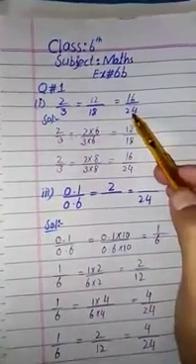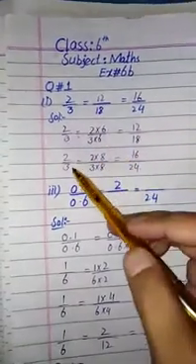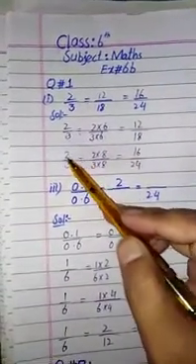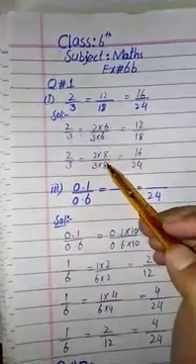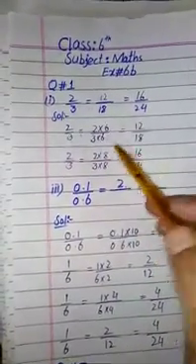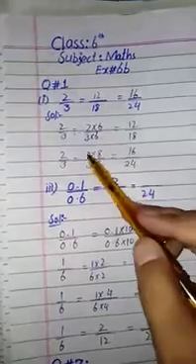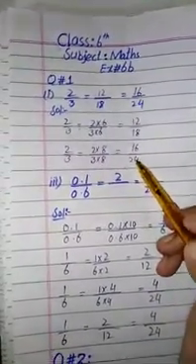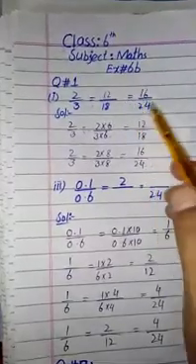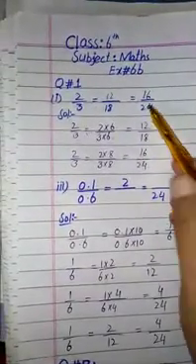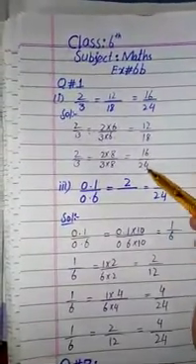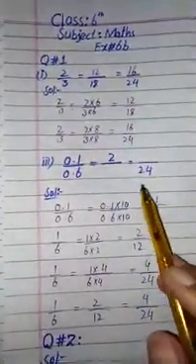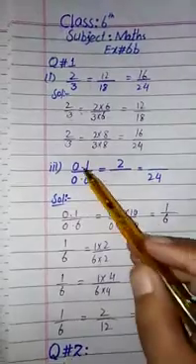Similarly, to make the denominator 24, we multiply the denominator by 8 and numerator also by 8. 2 multiply by 8 over 3 multiply by 8, which is equal to 2 8s are 16 over 3 8s are 24. So our answer is 12 over 18 and 16 over 24. These are equivalent fractions. Now we are solving the next question.